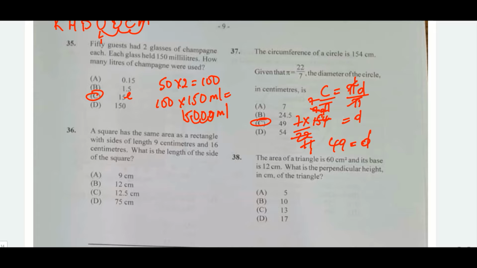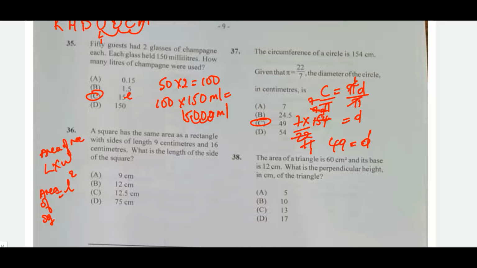Alright, number 36. A square has the same area as a rectangle with sides of 9 centimeters and 16 centimeters. What is the length of the side of the square? So a square has the same area as a rectangle. So we know the area of a rectangle is equal to length times width, and we know that the area of a square is L squared.